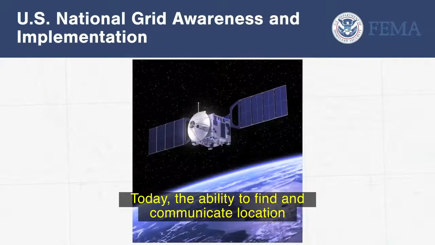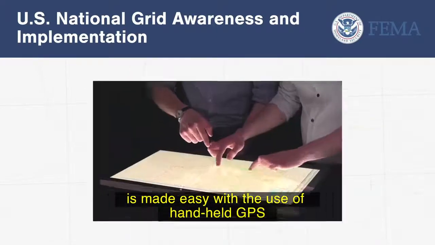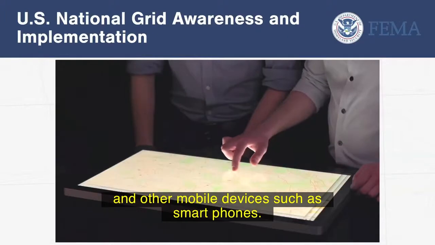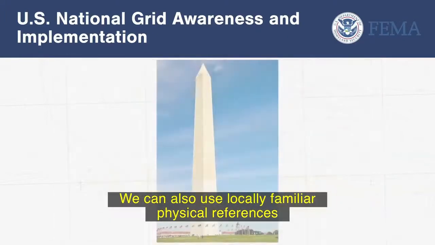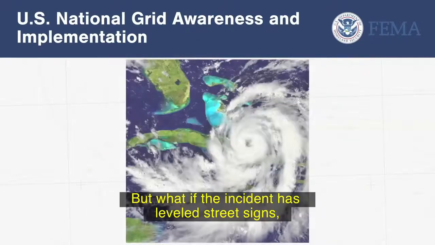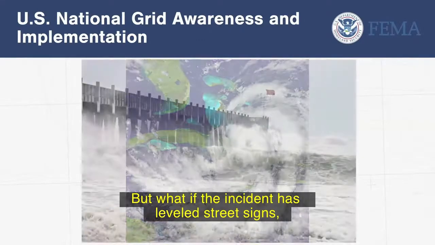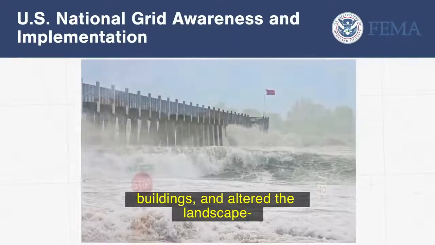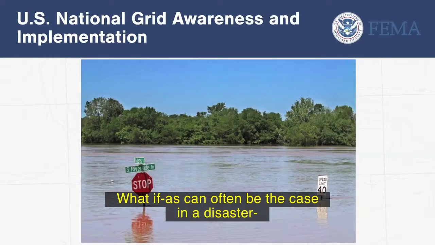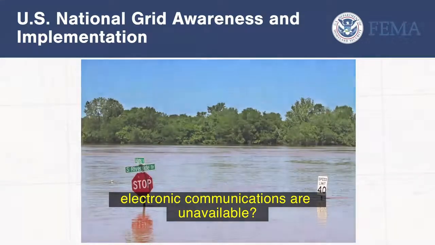Today, the ability to find and communicate location is made easy with the use of handheld GPS and other mobile devices such as smartphones. We can also use locally familiar physical references such as landmarks or street signs. But what if the incident has leveled street signs, buildings, and altered the landscape, effectively removing once reliable reference points? What if, as can often be the case in a disaster, electronic communications are unavailable?